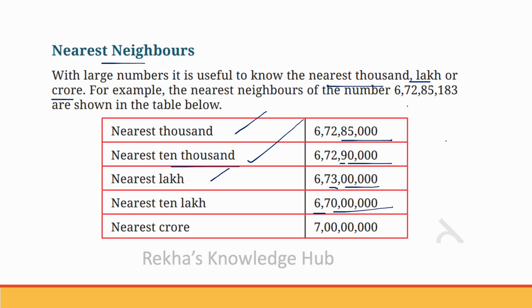Next one, nearest crore. At the crores place we have 6. Check the digit at the right. Here it is 7. 7 is greater than 5. So, add 1 to the digit at the crore place. So, 6 plus 1 is 7. Put zeros to the right.